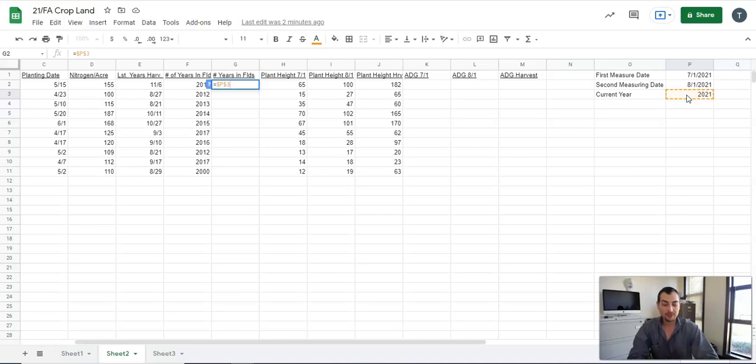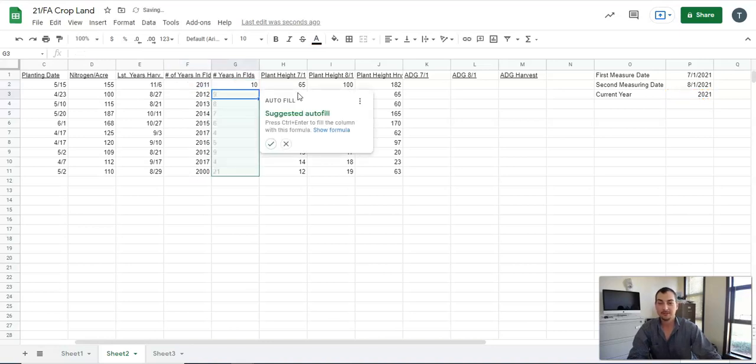But I'm then going to subtract from it the number of years in field, or the year that we put that particular pasture into the field. So we're going to click on the current year minus this value right here. Now, do I want this to change as we go down? Well, yeah, it's going to be changing as we go down, so I want it to change. So I'm going to press enter.